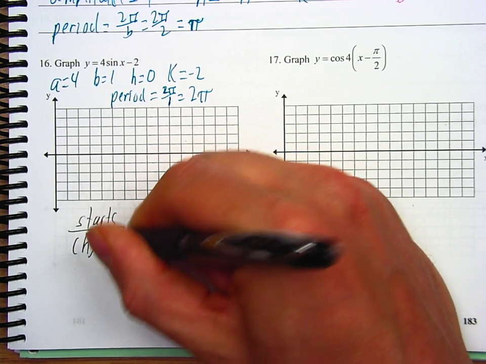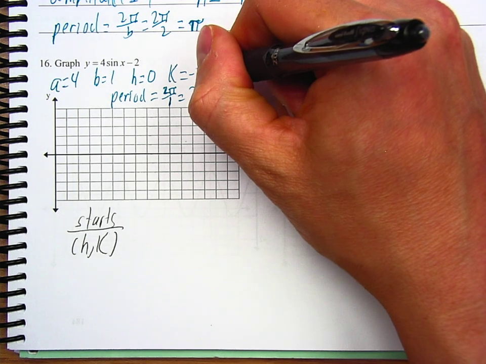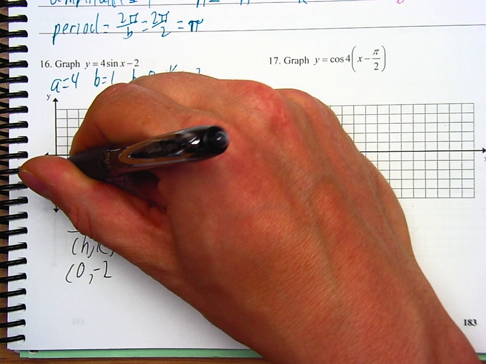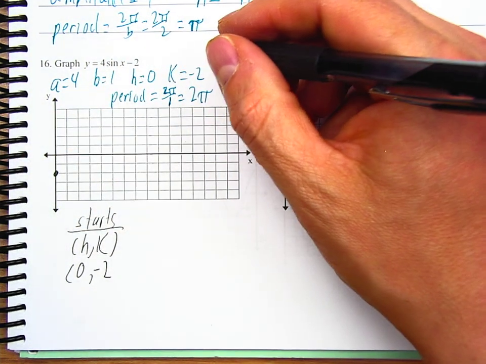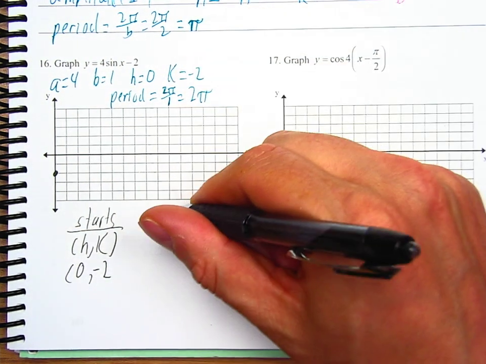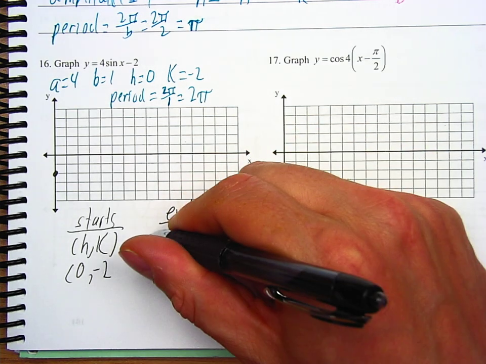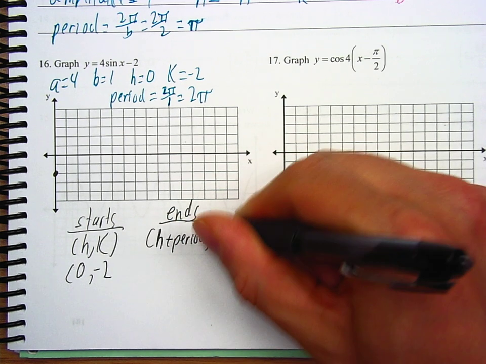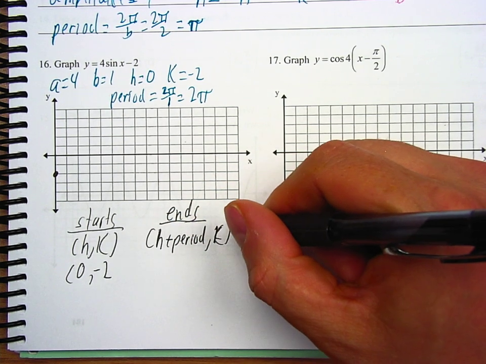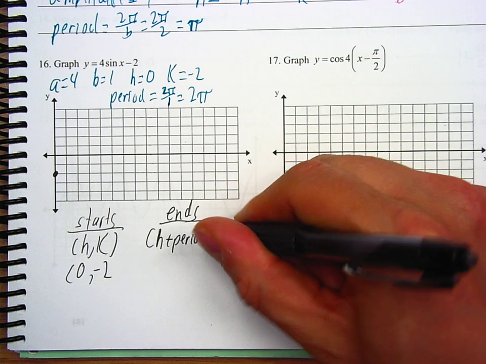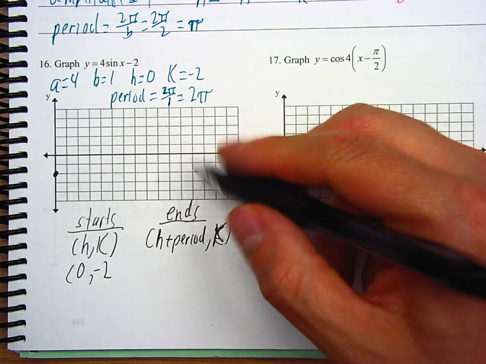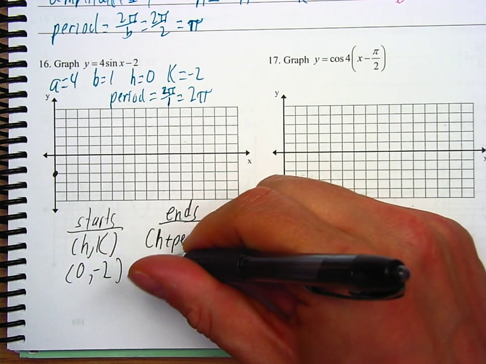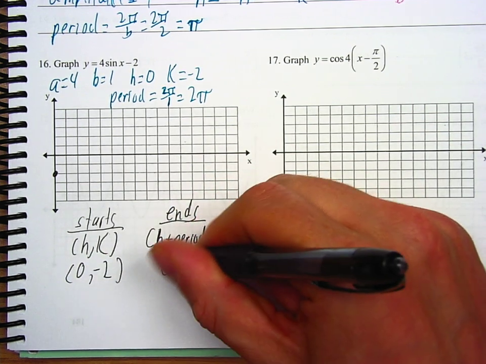h comma k. So 0, -2 is the start of the wave, the start of the first wave. 1, 2, -2. And it should end its first wave at h plus the period, comma k. So whatever the period is, I add it to h, and I keep the same vertical shift here. The period here is 2 pi. Since I started at 0, I had no horizontal shift or phase shift. It's going to be 2 pi, comma, -2.